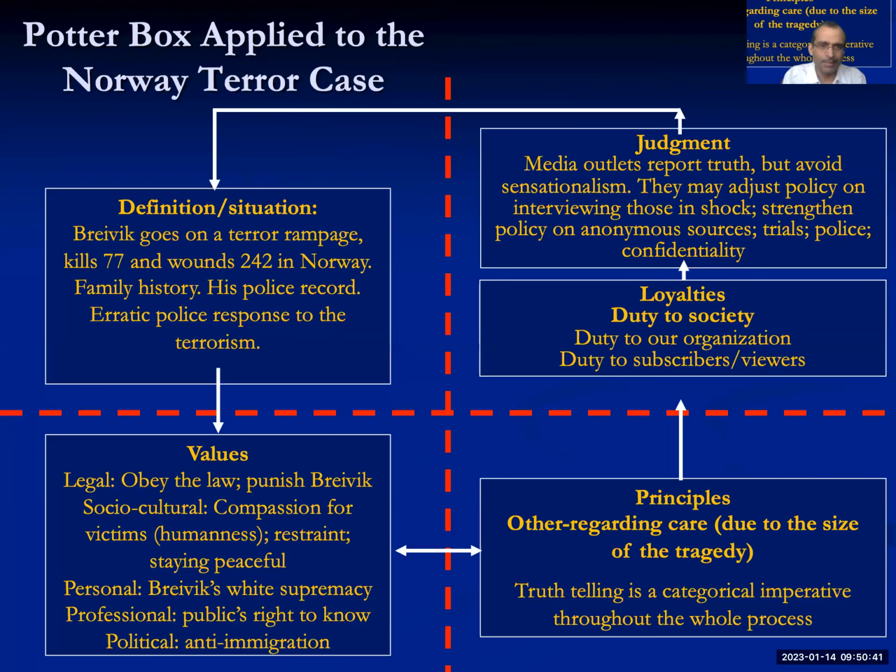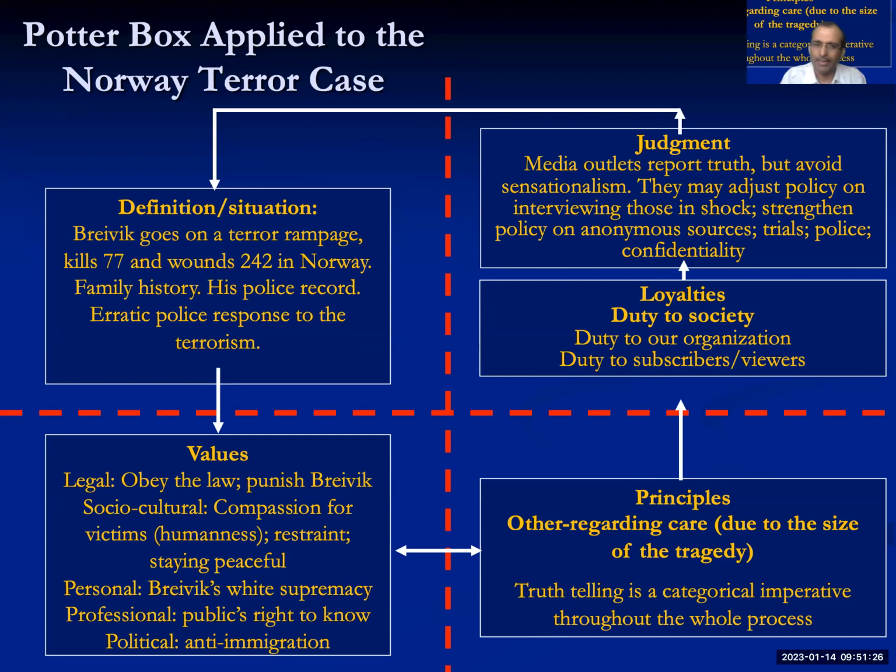Here are one or two examples. Paradox applied in the case of the Norway terror case. Here, the terrorist, a terror rampage, killing 77, wounding 242. We already talked about that. And his police record, he has some complicated history, an erratic police response to the terrorism. And values: legal values, obey the law, punish the perpetrator. Social cultural values: compassion for victims, restraint, staying peaceful, control yourself. Social cultural value, because otherwise that can create a kind of difficult situation in a harmonious community.